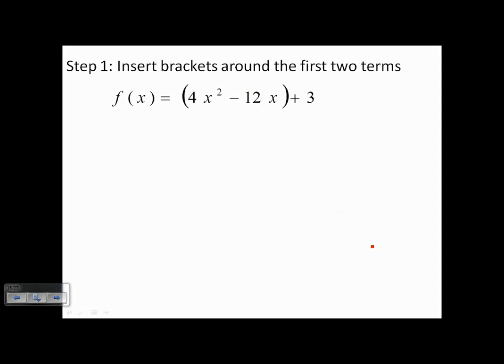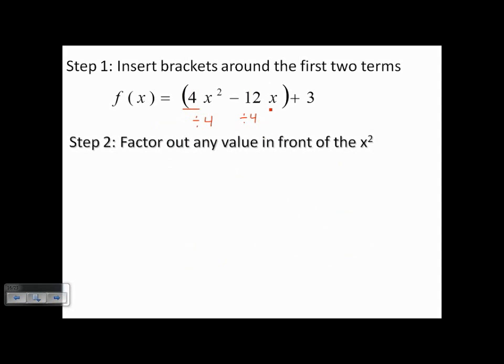Next step, I'm going to factor out this 4. When I factor out this 4, that means divide the first term by 4, and I've got to divide this negative 12 by 4. So factor out any value in front of the x squared, divide everything by that value. Divide by 4, I get 4 open bracket x squared minus 3x, close the bracket, plus 3.